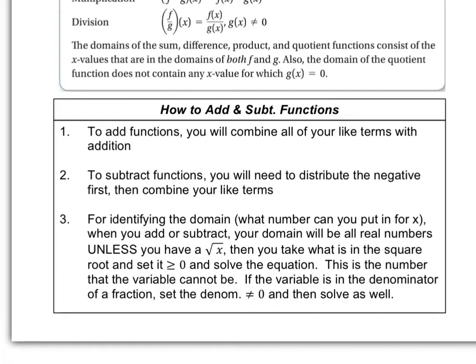The values that don't satisfy that inequality are the ones that make whatever's underneath the square root negative, and we can't have a negative underneath the square root. The second stipulation is if the variable is in the denominator of a fraction. Remember, we cannot have 0 in the denominator of a fraction. So if there's a variable down there, we're going to set the denominator not equal to 0 and solve it as well, and that will tell us what x cannot be.